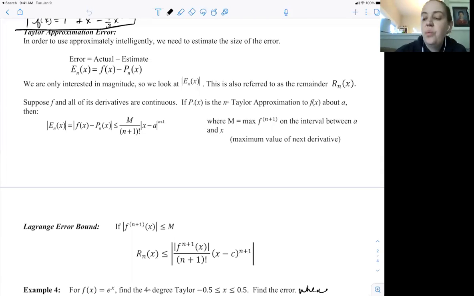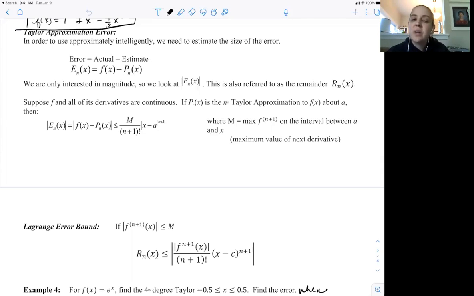So I left off with error. When we're using Taylor polynomials, remember that we're actually approximating the real function. So we have to be able to see, well, how good is our approximation? So what is the error when I start getting close to that? So in order to use approximation intelligently, we need to estimate the size of the error.